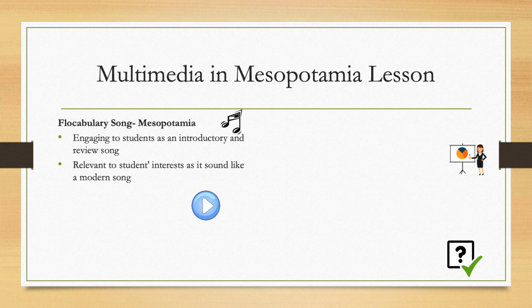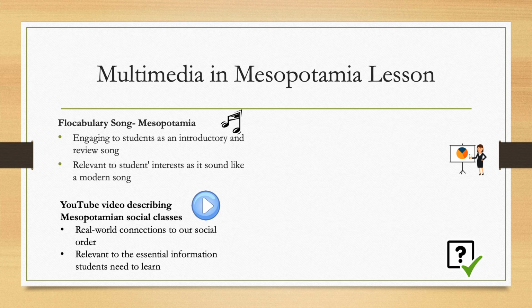Next, students will watch a YouTube video about the social order in Mesopotamia. Again, closed captioning will be used. This makes real-world connections as we will talk about social order in America compared to Mesopotamia. It is also relevant in the sense of being directly related to essential instruction.